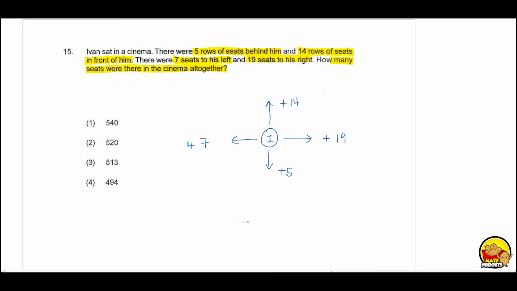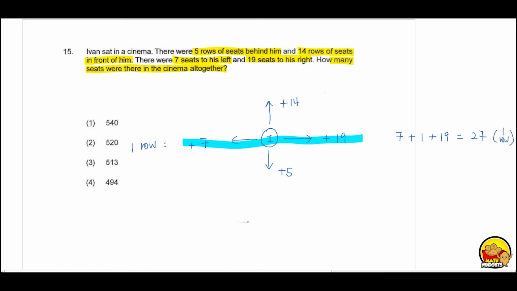Let's find things one by one. So this is one row, right? This is his row. So how many seats are there in that row? We have 7 to his left, plus the seat that Ivan is sitting on, plus 19 on his right. So meaning 27 seats in one row.